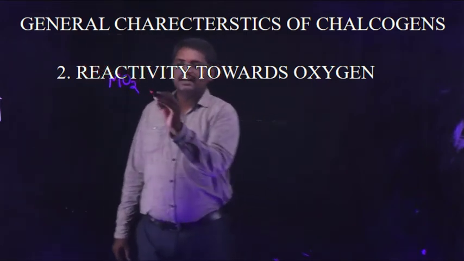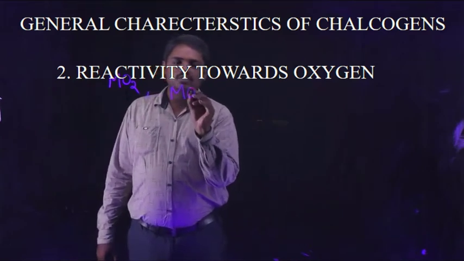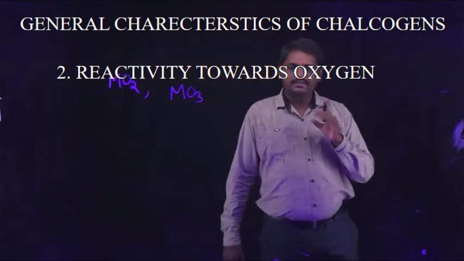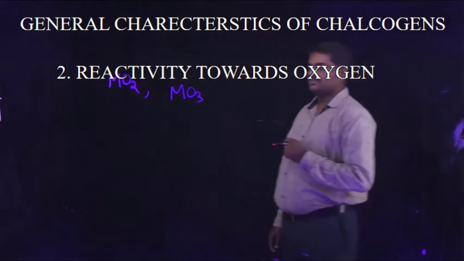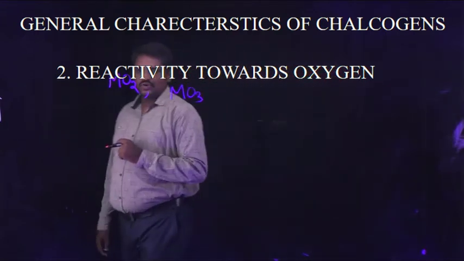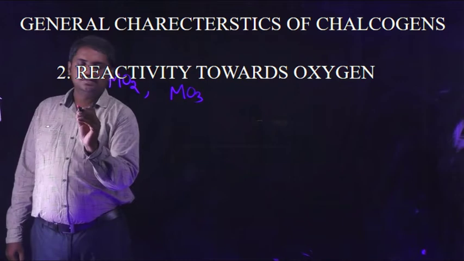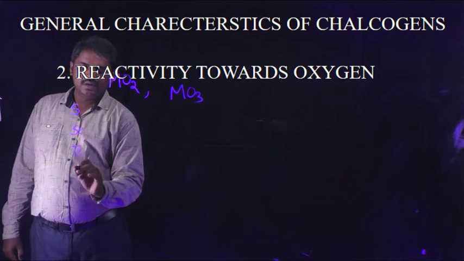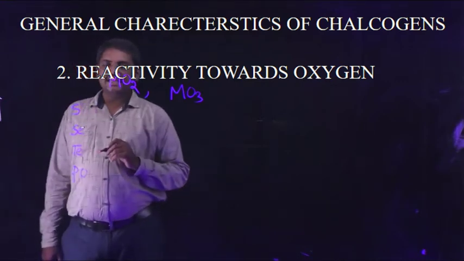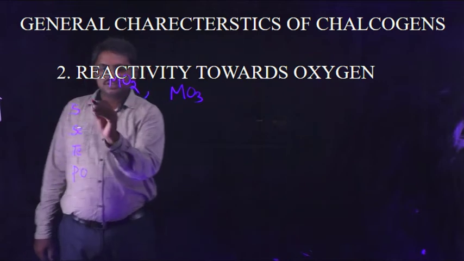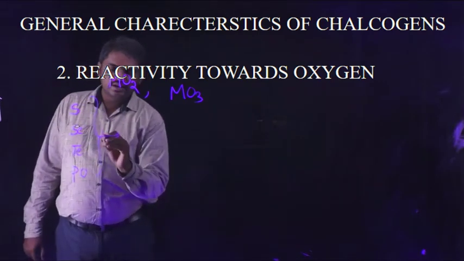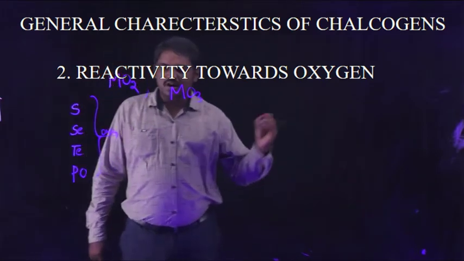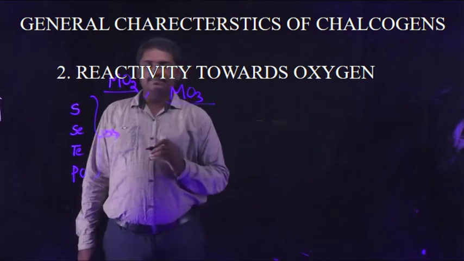MO2 and another one is MO3. M means sixth group elements. For example, sixth group elements like sulfur, selenium, tellurium and polonium. These elements react with oxygen to produce different types of oxides like MO2 type and MO3 type.